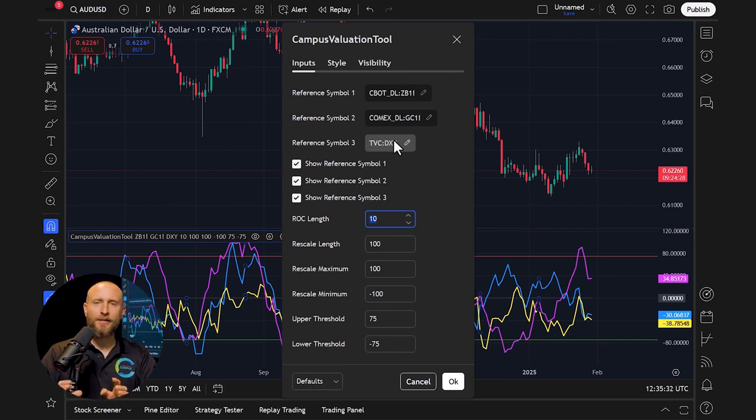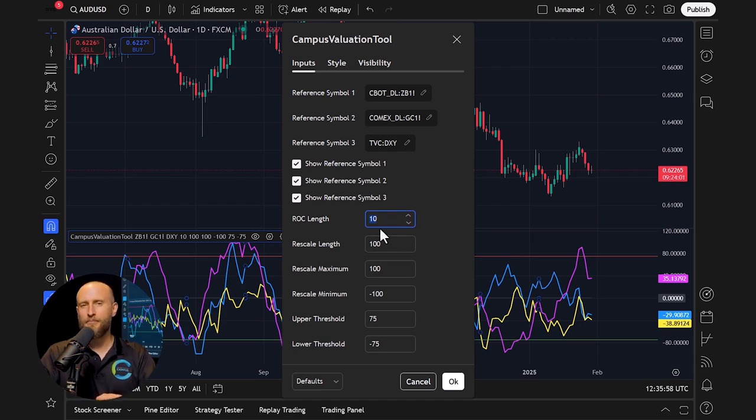For almost all asset classes, 10 days is the preferred ROC length for short-term valuation. With the exception of stocks and indices, where changing from 10 to 13 makes a lot more sense. It just gives you more accurate results. And we will do that later on in an example. Since we're on a currency right now, let's stay with 10. Also, if you want to have a more long-term outlook on valuation, you can change this to 30.